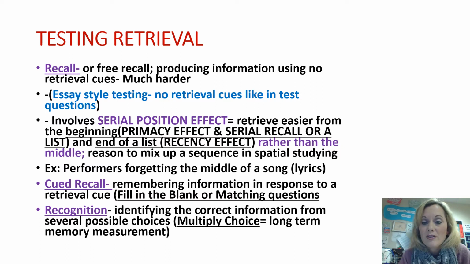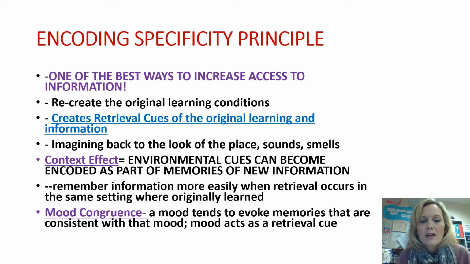But when we have recall, free recall, and it's a test where we have to remember information, we have to rely on our serial position effect for that. And so in a group of notes, you may remember the beginning and the end really well, but maybe not the stuff in the middle. That makes sense. So one of the best ways to access information is the encoding specificity principle, and that is recreating the original learning conditions. So a tip, if you are doing your homework or reading something and learning about something, pick the same spot in order to do your test in.